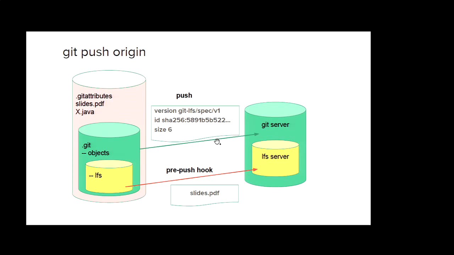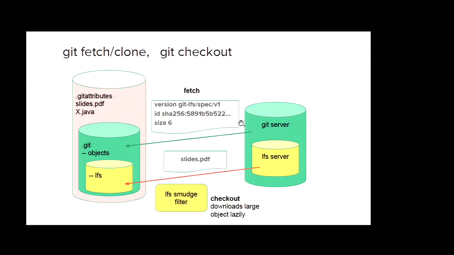And now if you push to your server, first the pre-push hook, which is installed by the LFS extension, will upload the LFS objects which aren't yet present on the server. So the big object is sent first. And then the usual Git transport pushes the Git objects to the server.